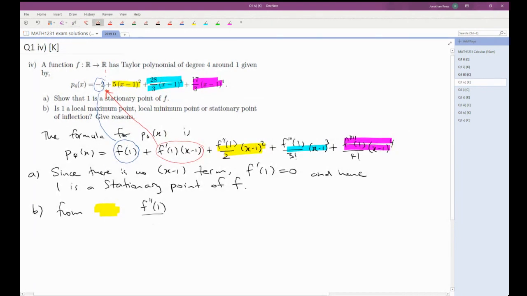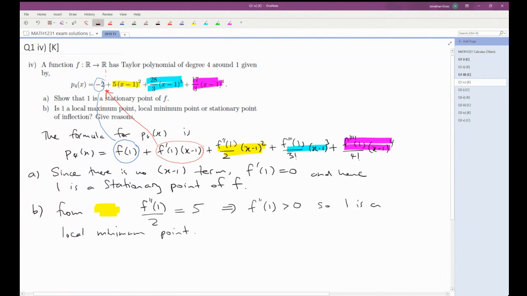f double dashed of 1 on 2 is equal to 5. So that certainly tells us then that f double dashed of 1 is a positive number. And if the second derivative is positive, that means that it is a local minimum. So 1 is a local minimum point.